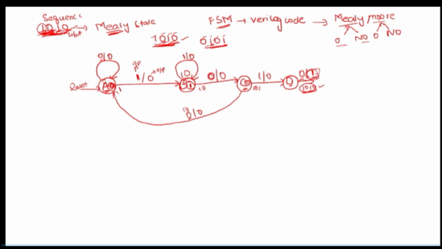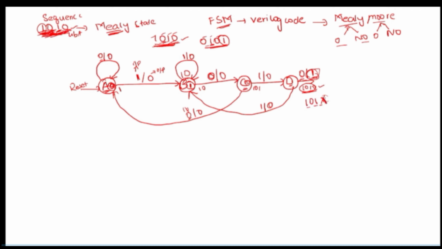Fine. If D is not 0, that means if D is 1, then what happens? Then it will be going to the state which has 1. What is the state that is having 1? B. So it will be going to B. When D is 1, the output is 0, because if you are getting 1 0 1 1, you should get 0 in order to complete the sequence.